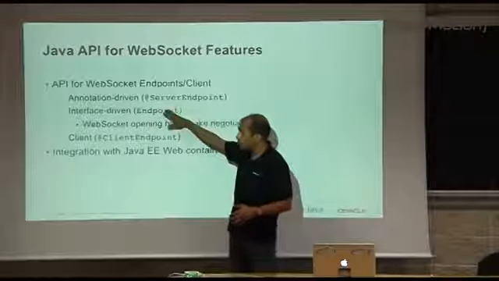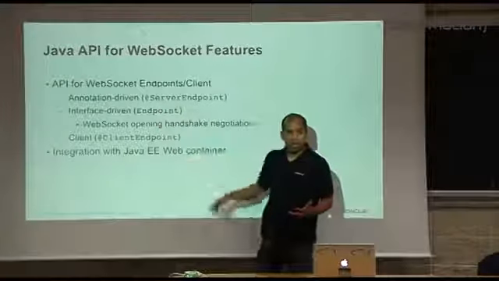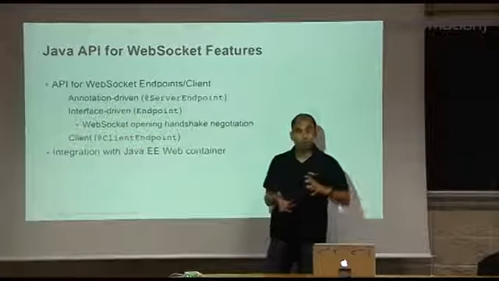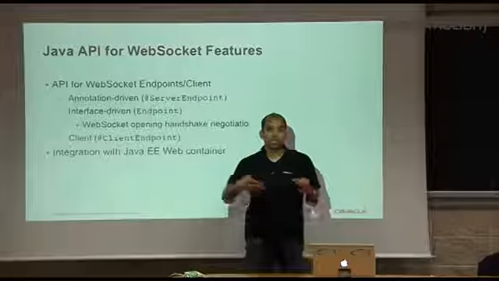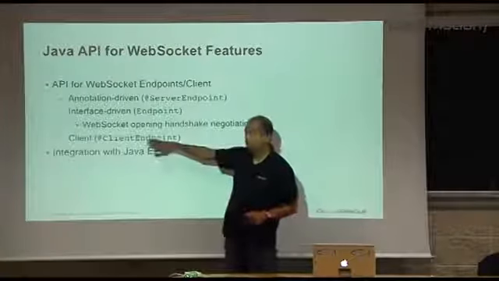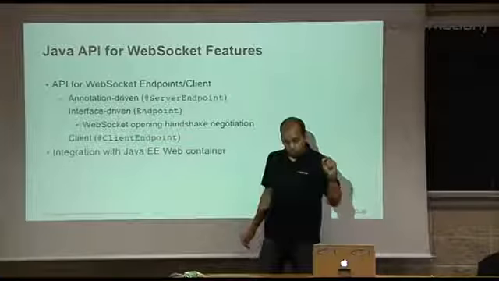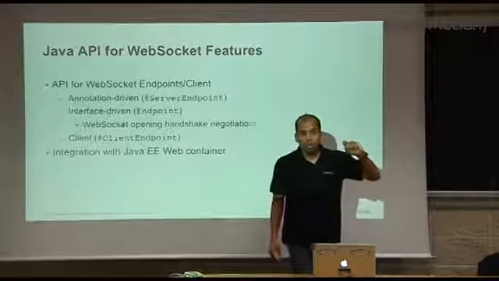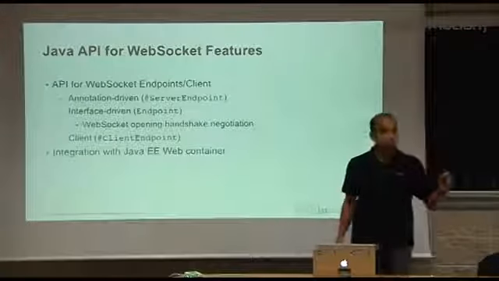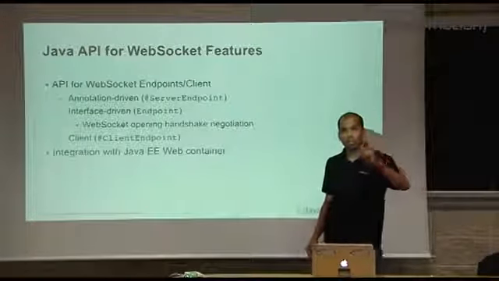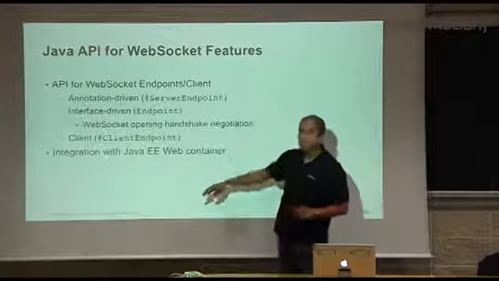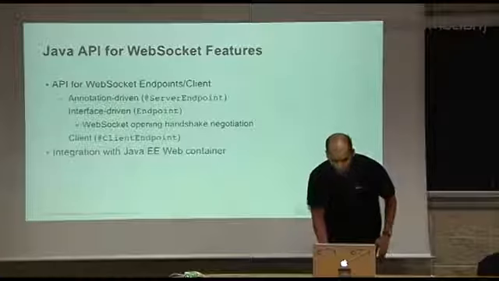Not just annotation-driven, we have an interface-driven approach as well. So you can say, implements this interface, and it gives you a little bit more tighter control over what kind of messages and how you want to deal with the life cycle and all those things as well. Okay? We, of course, have a client endpoint as well. Now, remember, W3C defines a JavaScript API, but there is no corresponding client aspect of it. And that's exactly what the JSR 356 is going to define. So let's take a look at quick samples, and then I'll show you something live as well.